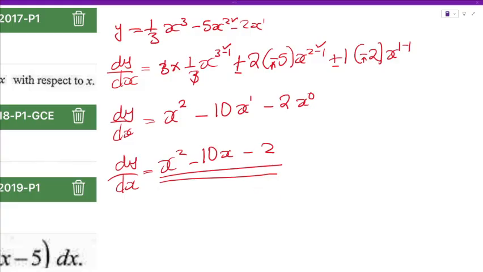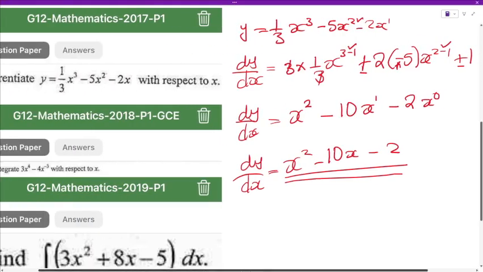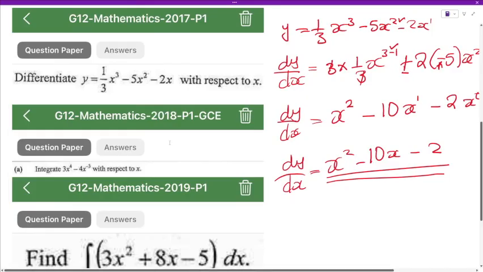Remember the drill. If you have a question, you can write in the chat or raise your hand. Okay, that is how we do that one.